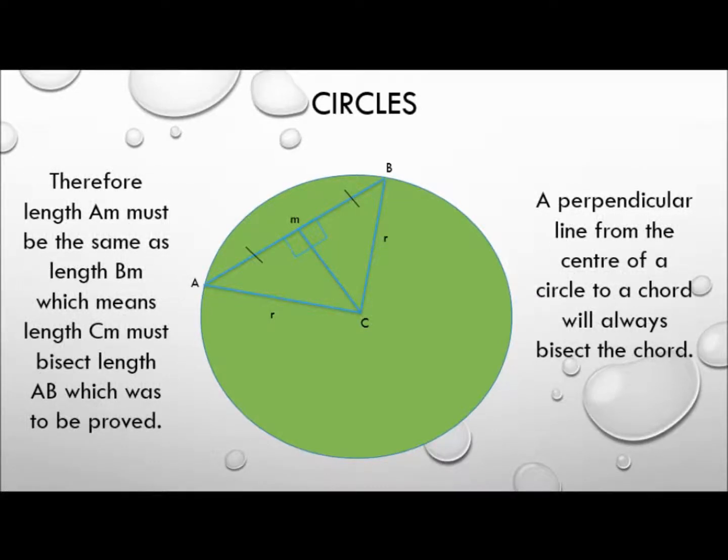So length AM must be the same as length BM, and therefore length CM must bisect length AB. The word bisect means to cut exactly in half. So length AM and length MB are both exactly the same length and both cut length AB exactly in half, which is exactly what we set out to prove, that a perpendicular line from the centre of a circle to a chord will always bisect the chord.